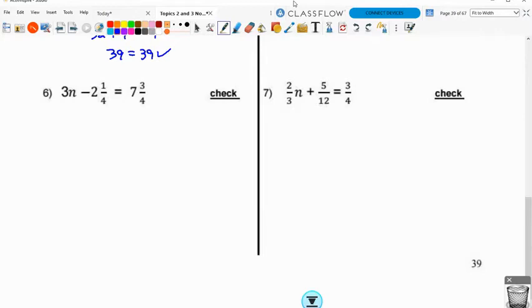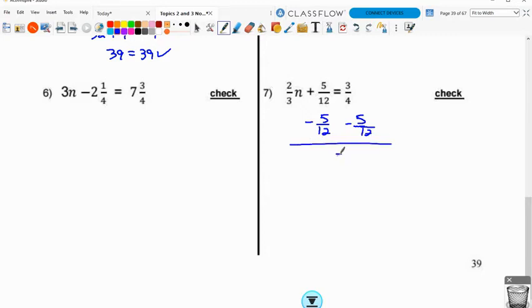In example 7, we have another two-step equation. Notice everything is fractions this time, the coefficients and the constants. Our goal is still the same, though. Get that variable term all by itself first, and then figure out the value of 1n. So we have 2/3 n plus 5/12 equals 3/4. All right, the variable term is on the left, but it's not alone. It's got that 5/12 with it. So we're going to start by subtracting 5/12 on each side.